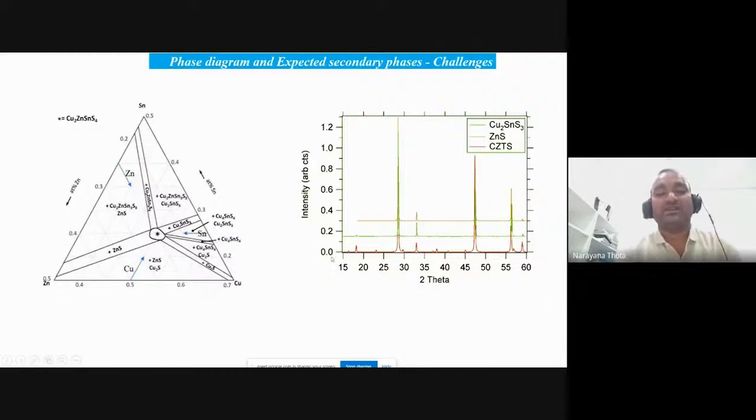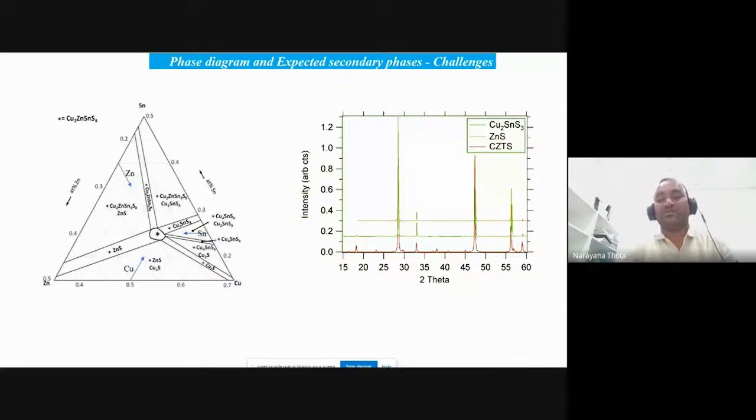And also there are various other elements: copper sulfide, copper zinc sulfide, zinc sulfide. So generally we use XRD to measure the impurity phases. If you see the XRD of CZTS, zinc sulfide, copper tin sulfide, their XRD is also overlapping. So we cannot find whether the material is good or not just by XRD. We have to adopt a different combination of characterization techniques to check the quality of this material. This is the major challenge that people are facing.